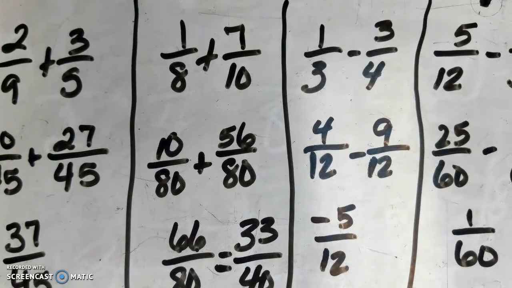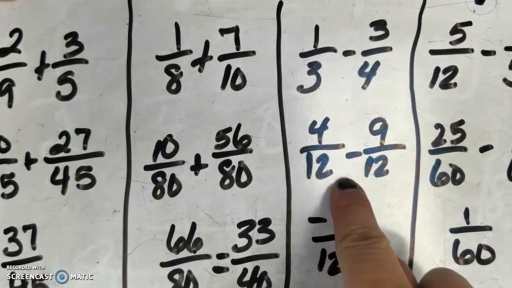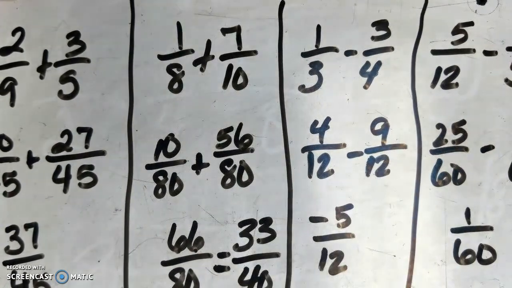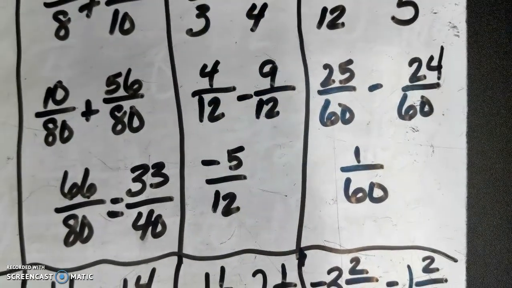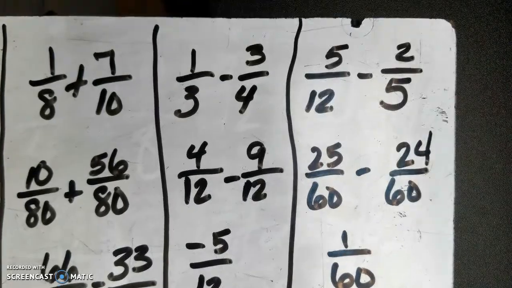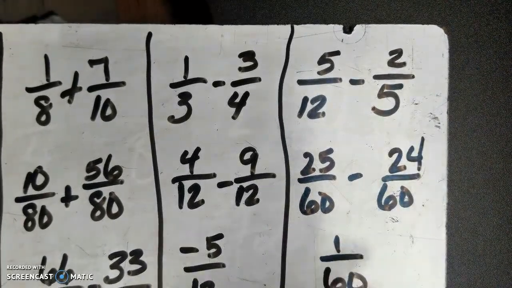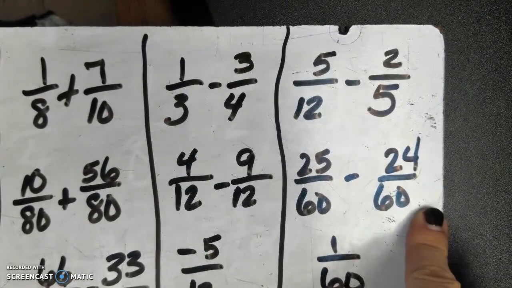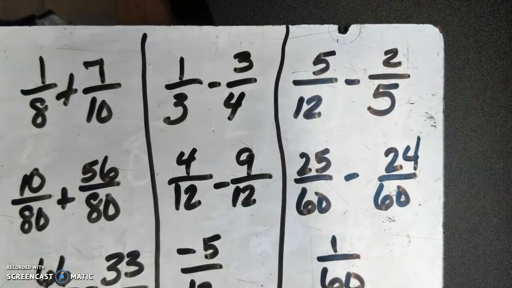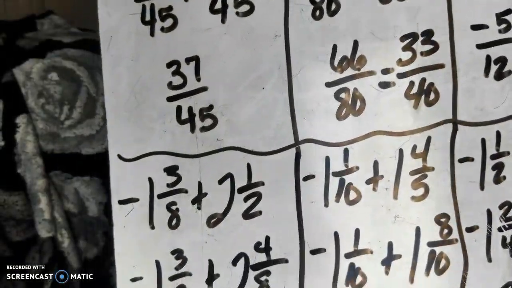Subtracting 1/3 minus 3/4. Okay, get down here. Remember, this is the same as adding negative 9/12. So I get negative 5/12. And on the last one on that side, 5/12 minus 2/5. Common denominator was 60. Okay, 25/60 minus 24 of those 60ths leaves me with 1/60. Okay, hopefully you guys got all of those correct.